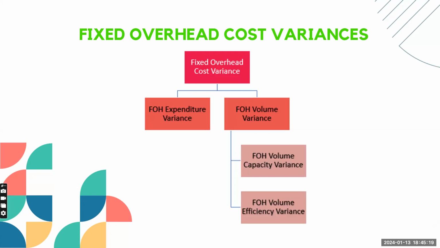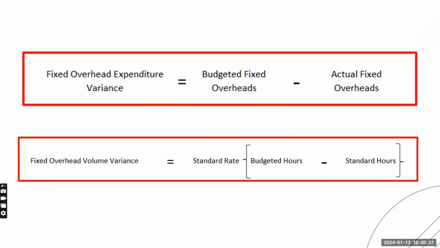Fixed overhead cost variances: we have the expenditure variance and the volume variance. Under volume, you have capacity and efficiency. So for fixed overhead expenditure variance, which is simply the budgeted fixed overheads minus the actual fixed overheads. Very easy. And when it comes to fixed overhead volume variance, we have the standard rate.